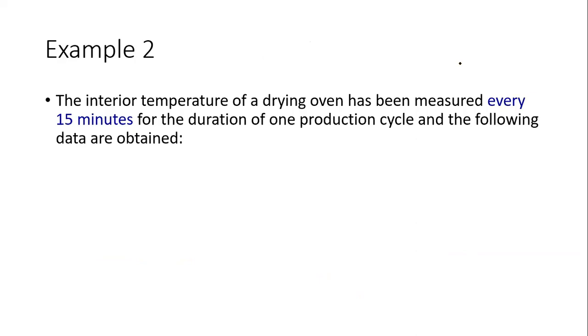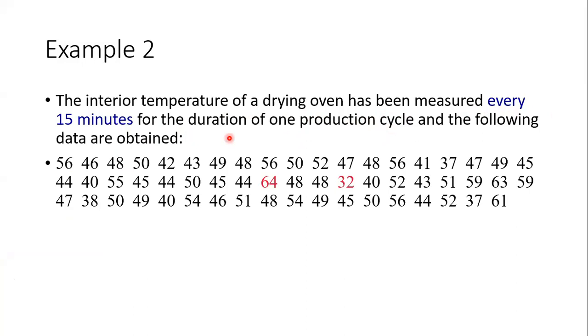Remember, we just see the histogram, right? So let's make an example here. The interior temperature of a drying oven has been measured every 15 minutes for the duration of one production cycle, and the following data are obtained. You see, there are a bunch of data here: 56, 46, 48, 50, 40, and so on and so forth.